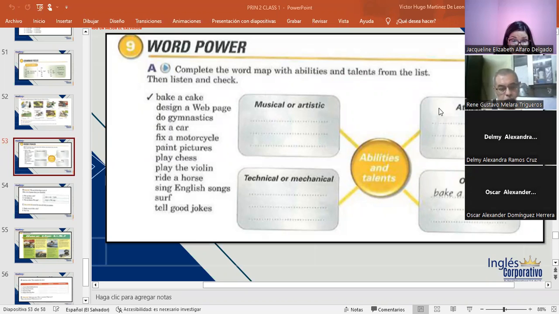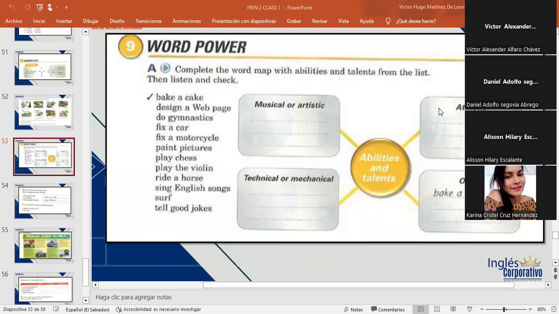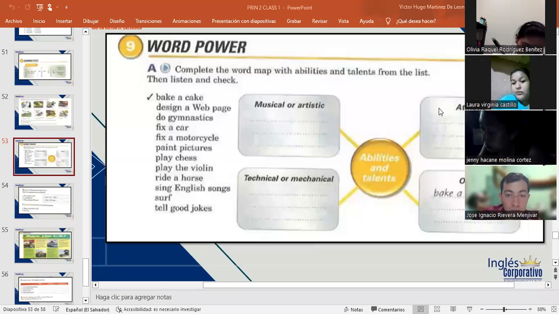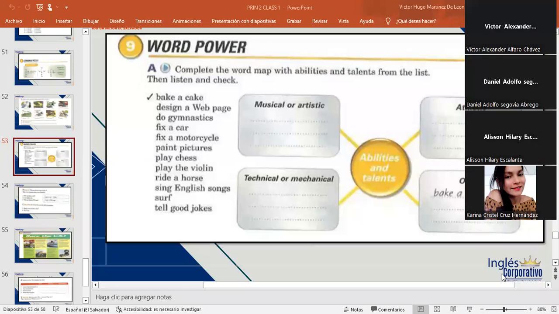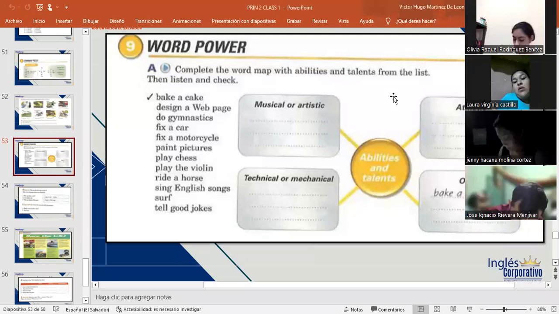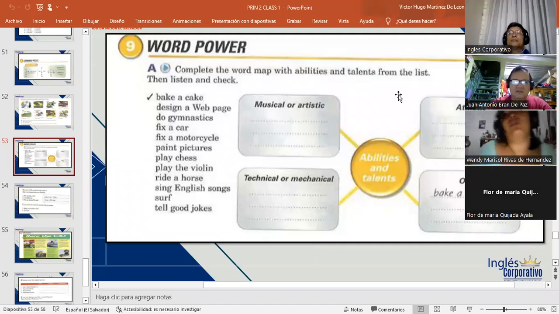Students. Hello, Jacqueline. Hello, Renee. I see you are very concentrated in the activity. Focus on the activity. Only the activity, okay, the ability and talent, only that. We're going to use it in the next activity.